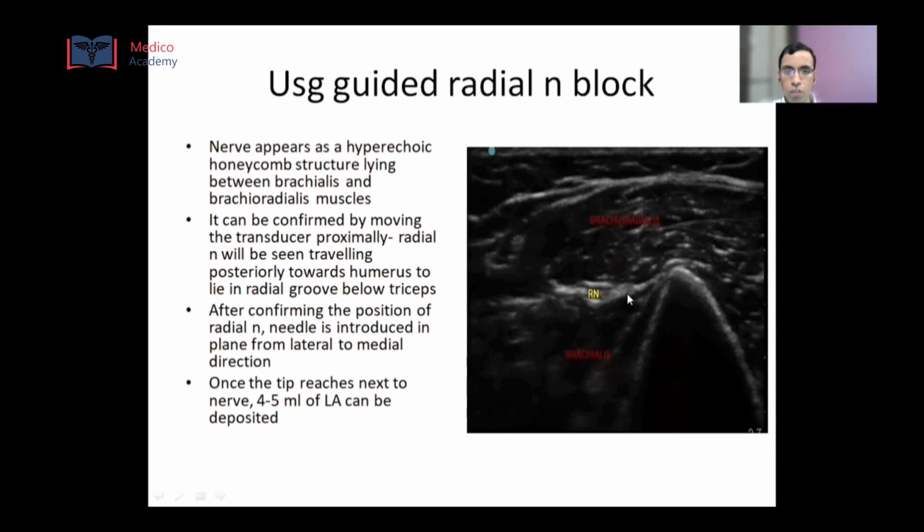After confirming the position of the radial nerve, the needle is introduced in plane from lateral to medial direction. Once the tip reaches close to the radial nerve, 4 to 5 ml of local anesthetic can be deposited after negative aspiration of blood.